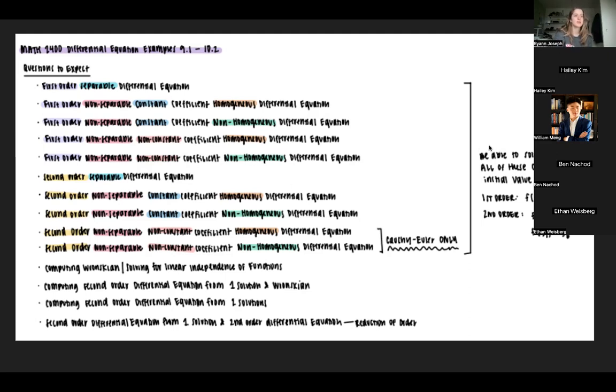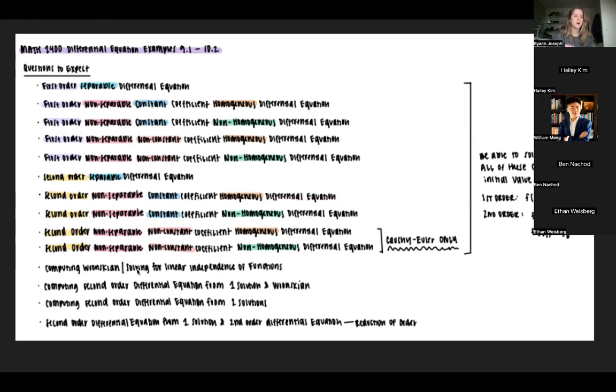Also, like I mentioned, be able to solve all of these as initial value problems. If you're given initial values, can you solve for the constants associated with it? For first order equations, there's going to be one constant. For second order equations, there's going to be two constants, C1 and C2. Be able to solve for all of those if necessary.